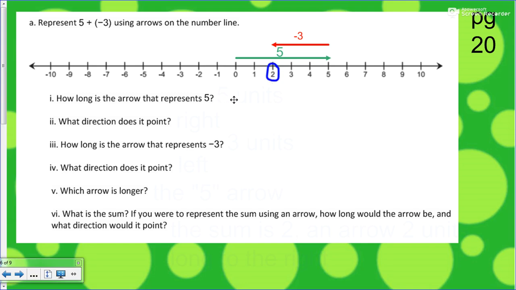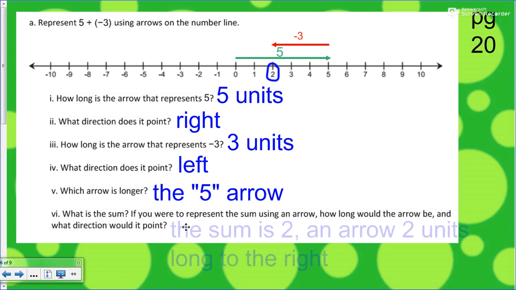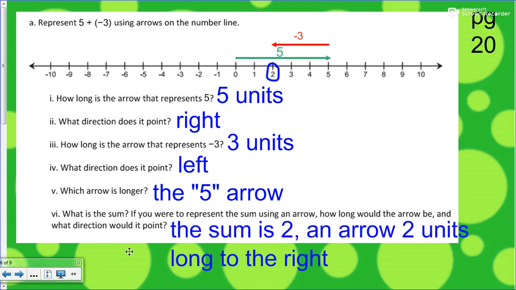So that arrow representing the 5 was 5 units long, to the right, because it's a positive number. The arrow representing the -3 is 3 units long, to the left, because it's a negative number. Which arrow was longer? Hopefully you figured out that it was the 5 arrow. That sum was 2, right? And if we represented the sum using an arrow, it would be 2 units to the right. So far so good? I hope so.